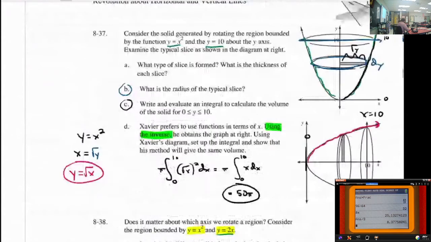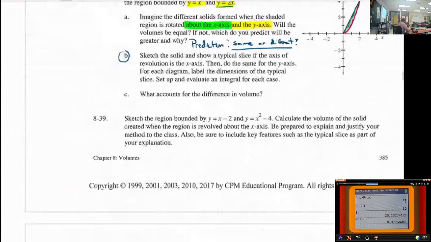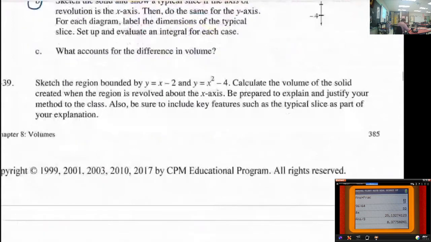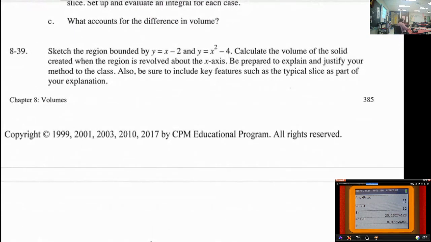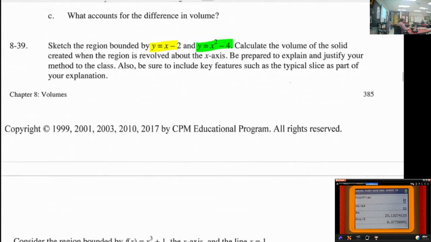So let's look at the next question, 839. Take a look at one more example before we add one last thing onto this. So this time we're sketching the region bounded by x minus 2 and x squared minus 4. And we are asked to calculate the volume of the solids created when the region is revolved around the x-axis. Be prepared to explain and justify your method to the class. Also be sure to introduce key features. So let's just go for it.